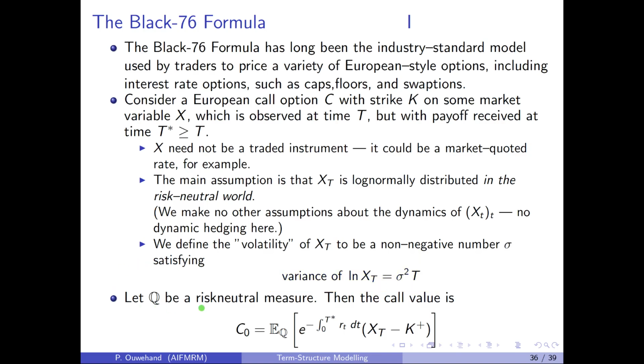Now let Q be a risk-neutral measure. Then via risk-neutral valuation, we know that the call value is given by this expectation, where here r is the short rate, which may be stochastic. Notice again that the variable X is observed at time capital T, but the payoff associated with this call option is made at time T star, which might be equal to T or might be later.